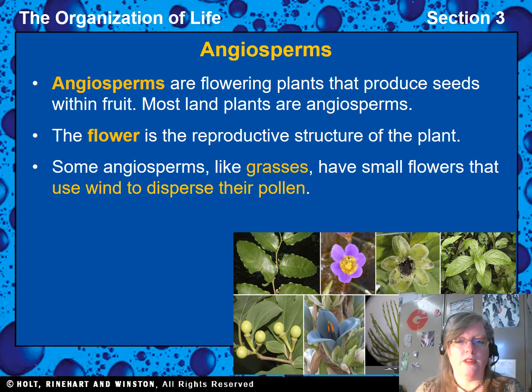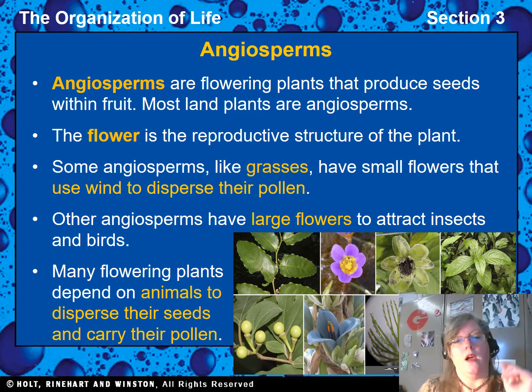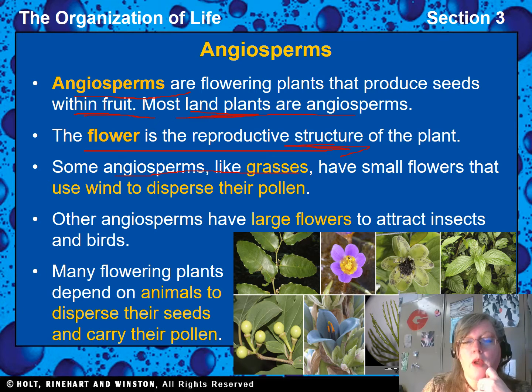There's angiosperms. These are the flowering plants. Is there one more click? Yep. All right, so the angiosperms are the flowering plants that produce seeds within fruit. Almost all of the land plants nowadays are angiosperms. We do have a lot of gymnosperms, but angiosperms have almost completely replaced them evolutionarily. So the flower is the reproductive structure. Some of the angiosperms, grass is an angiosperm. You wouldn't think there was fruit there, but it is.